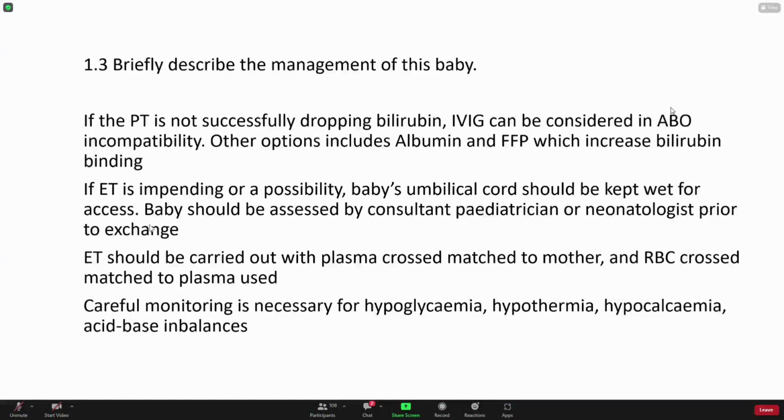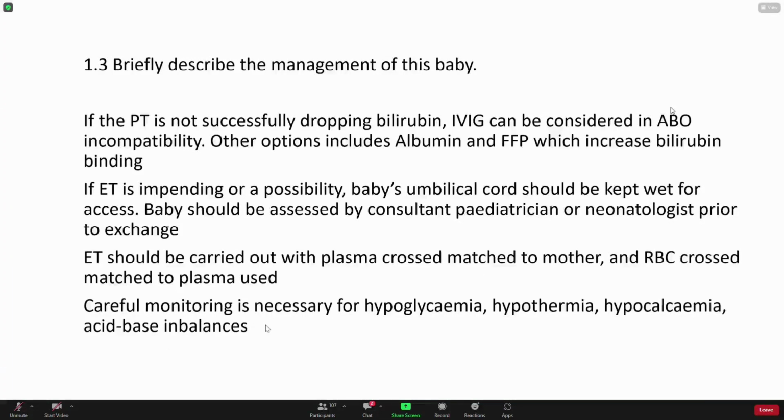And then the baby should be assessed by a consultant pediatrician or neonatologist prior to the exchange. Exchange transfusion should be carried out with red cells cross-matched to the mother and plasma cross-matched to the RBC, sorry, I wrote that the wrong way. Red cells should be cross-matched to the mother and plasma should be cross-matched to the RBC in order to prevent further hemolysis, right?